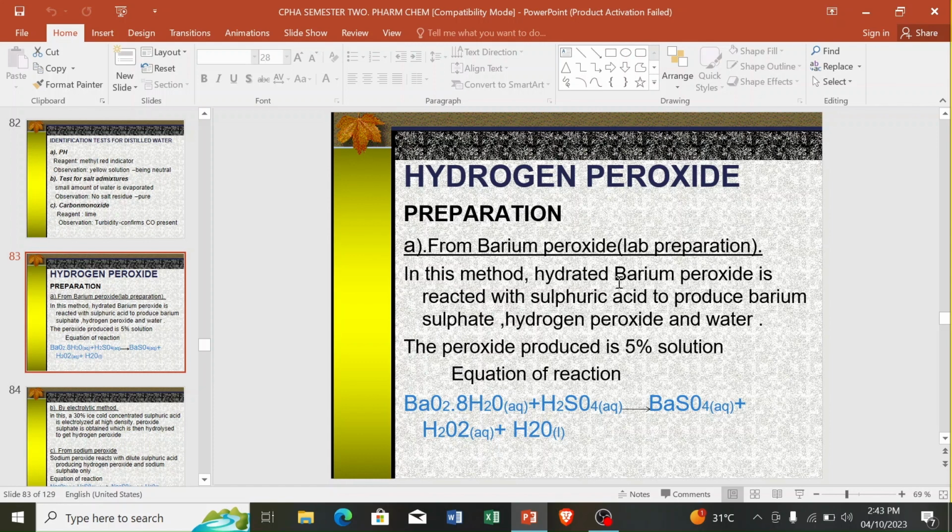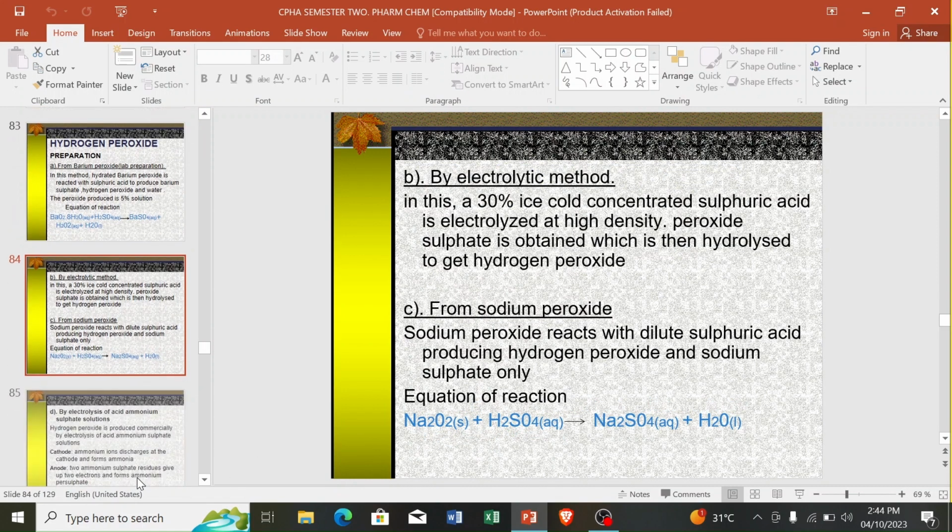So in this method, hydrated barium peroxide is a peroxide that has water of hydration. Water of hydration is when we see this dot between this compound and this. So hydrated barium peroxide is reacted with sulfuric acid to produce barium sulfate, hydrogen peroxide, and water. The peroxide produced is a 5% solution. So this is how we can prepare 5% hydrogen peroxide solution. We use hydrated barium peroxide plus sulfuric acid to give us barium sulfate. This is the chemical structure of barium sulfate, and then hydrogen peroxide and water, as simple as that.